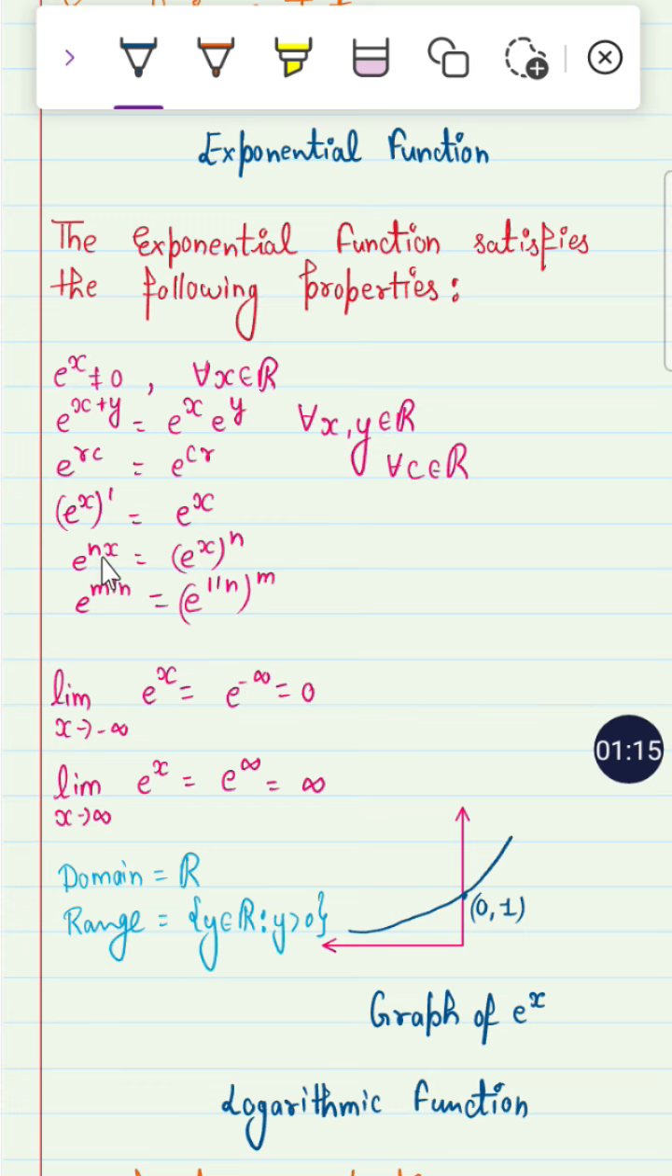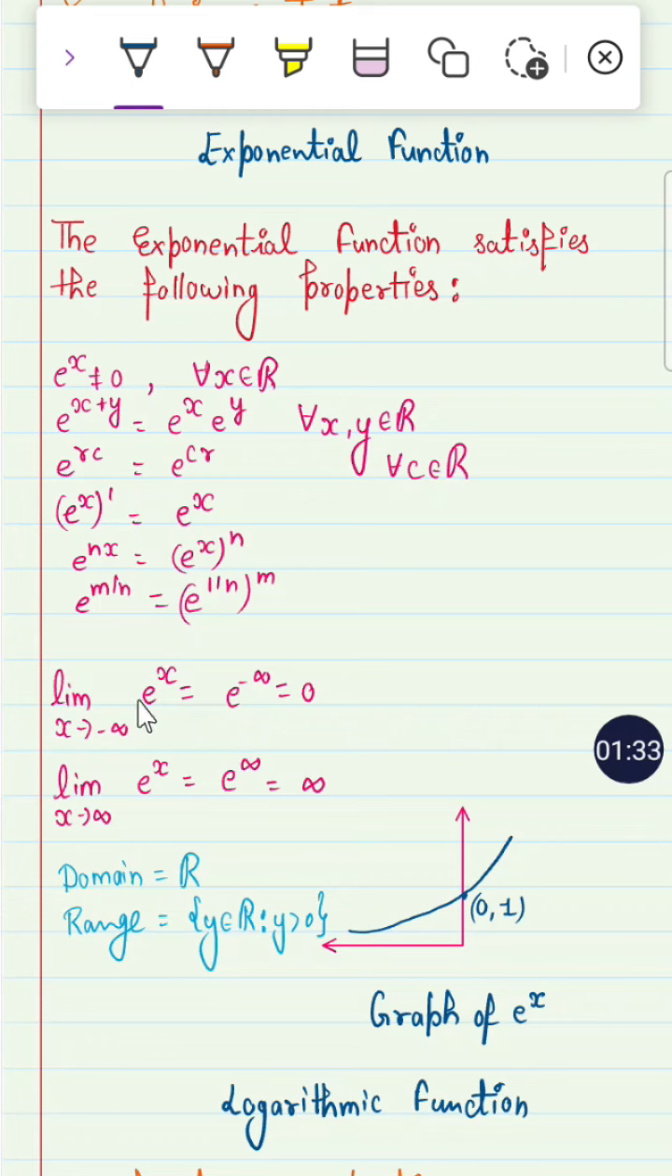Now for the exponents, e power nx is equal to e power x whole power n. Now for the exponents, exponential functions have this property also: e power m over n is equal to e power 1 over n whole power m.